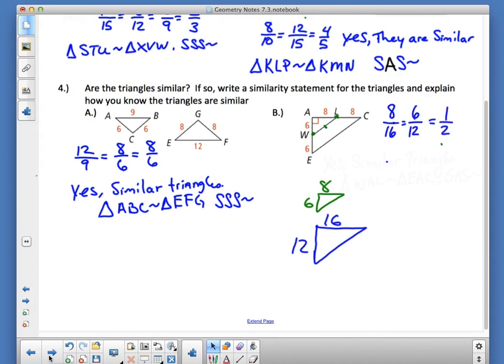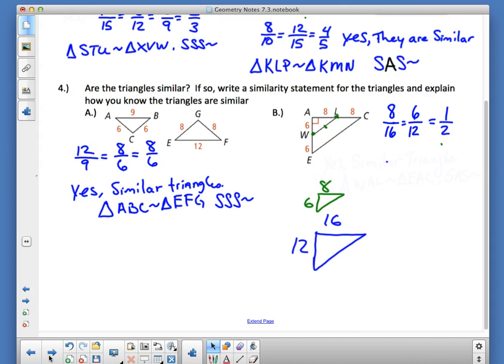8 to 16, 6 to 12, the same angles involved. Okay, I want to emphasize this. This is side, angle, side. Okay, and I just have that overlapping triangle thing. I separated the triangles out. Okay, same picture, just so you can see what's going on with that. That's why that's 16, and that's why that's 12 as I go out here.